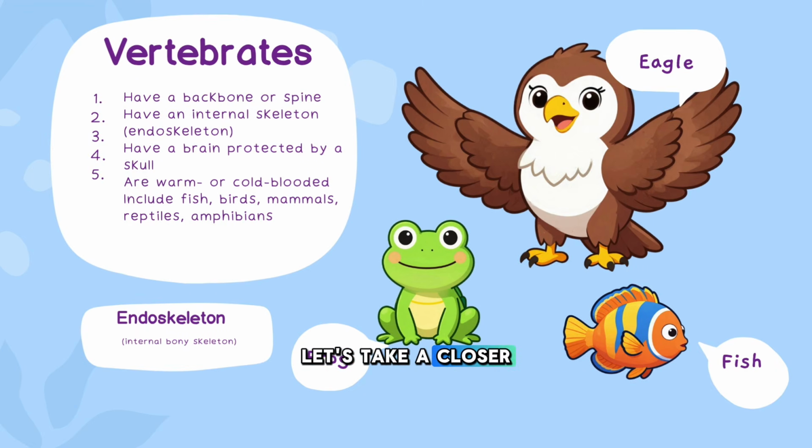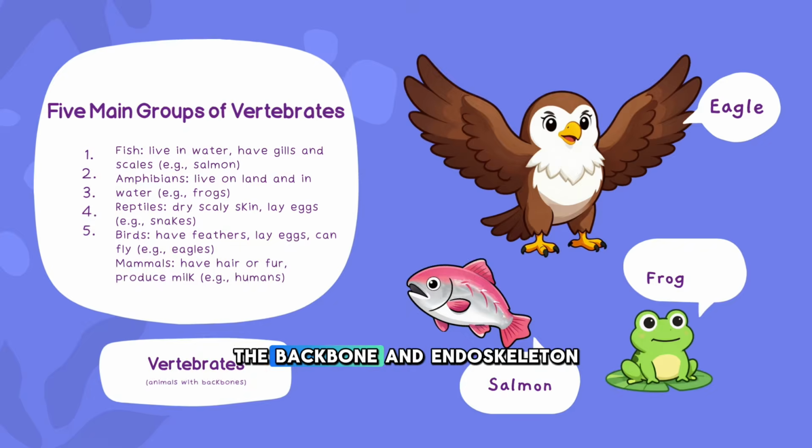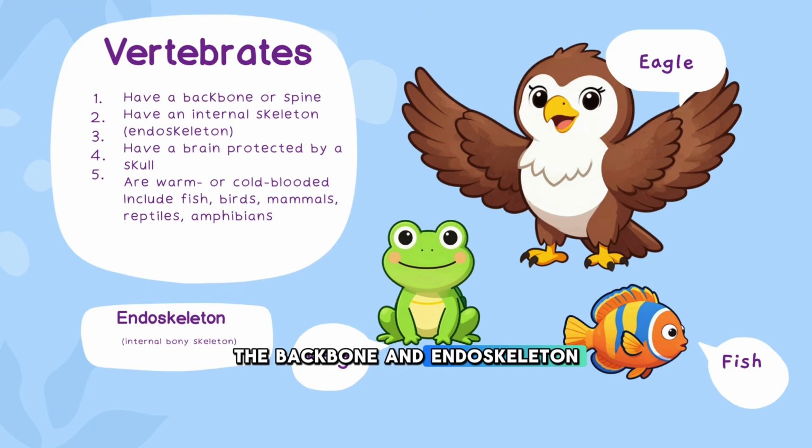Let's take a closer look at the skeleton of vertebrates. An endoskeleton is an internal skeleton. This means the skeleton is found inside the body. It gives the body support and helps protect important organs. So when you think of vertebrates, remember two important words: the backbone and endoskeleton.